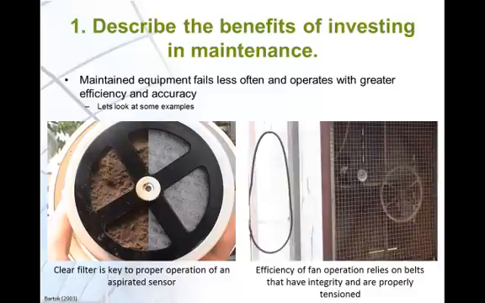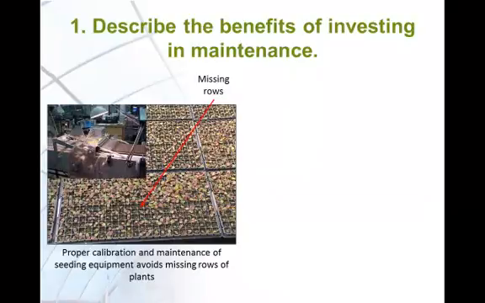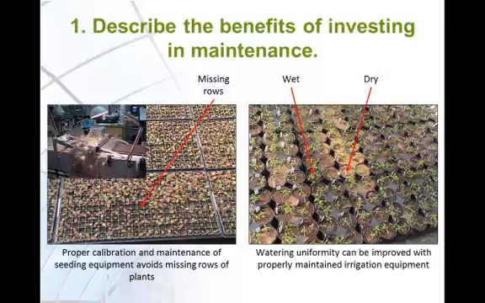The efficiency of fan operation relies on belts that have integrity and are properly tensioned. Proper calibration and maintenance of seeding machines avoids missing rows of plants. As you can see here in the picture, there are several missing rows. Watering uniformity can be improved with better maintained irrigation systems. As you can see from the picture here, some of the pots are very wet and some are very dry.